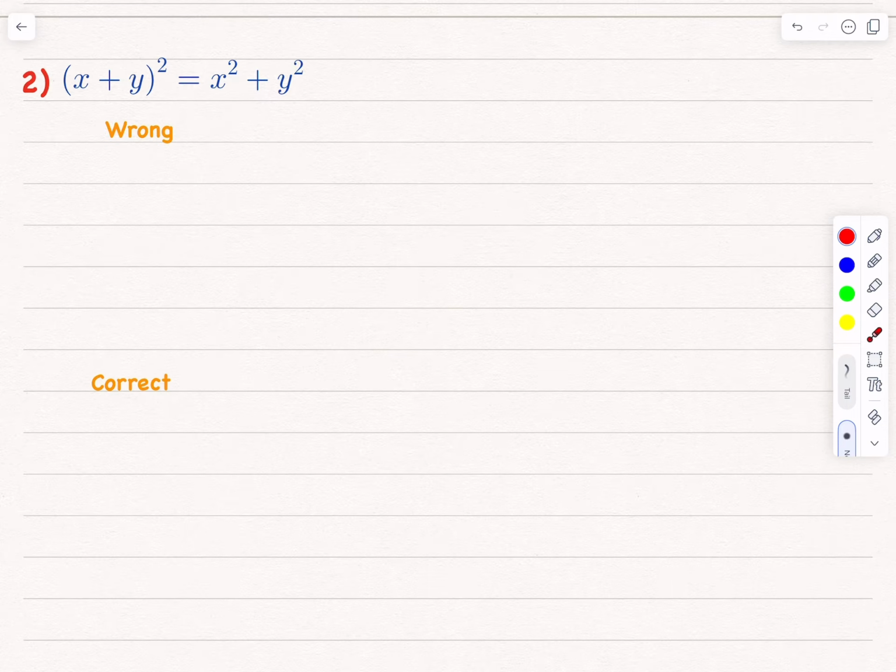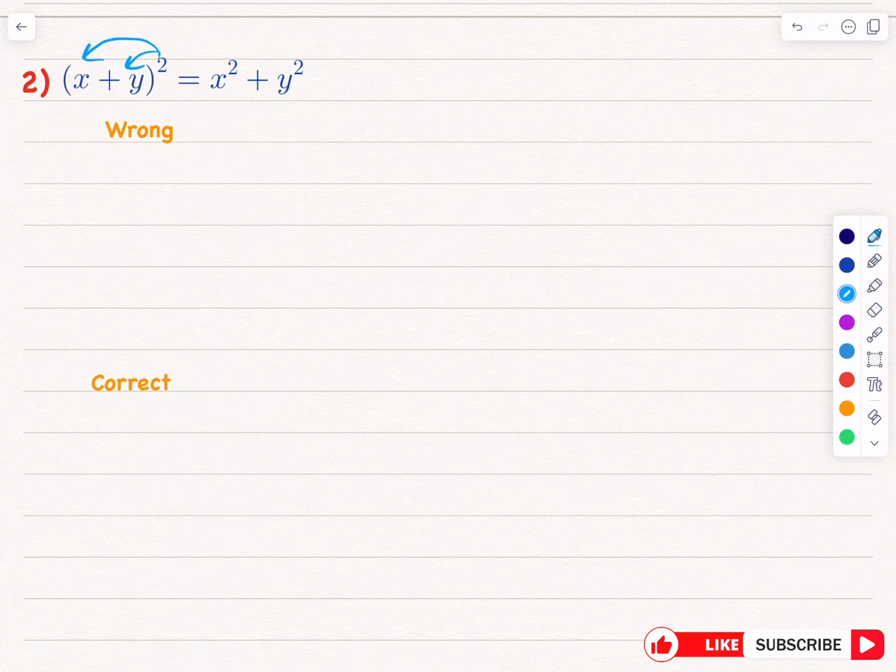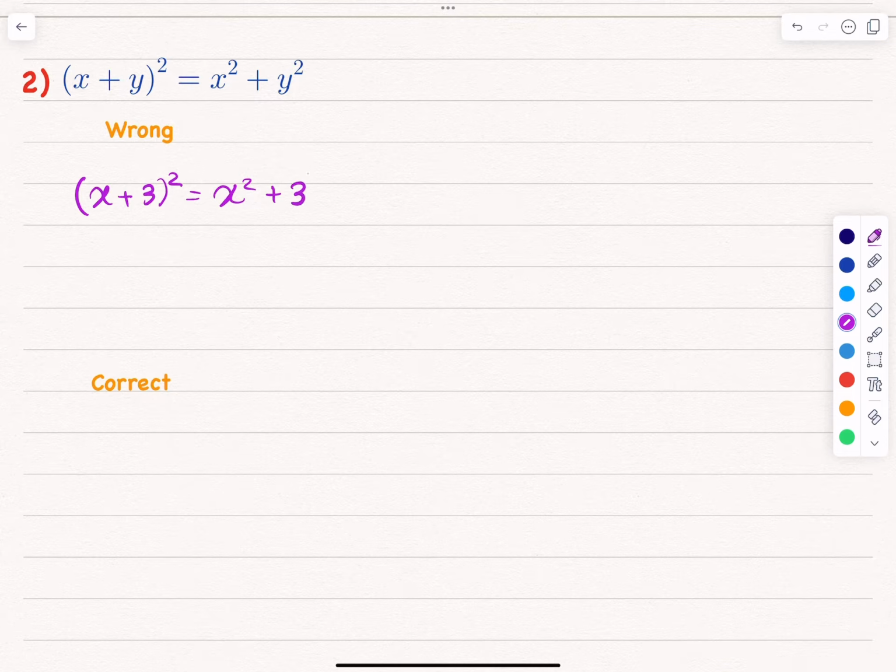Let's move on now to this mistake. X plus y squared is equal to x squared plus y squared. So they basically distribute the square over the first one and the second one, and of course this is wrong. So here, following the same logic, we can say x plus 3 squared is equal to square the first one x, which will be x squared, and square the second one 3. It will be 3 squared. So this is x squared plus 9. And this is never true.